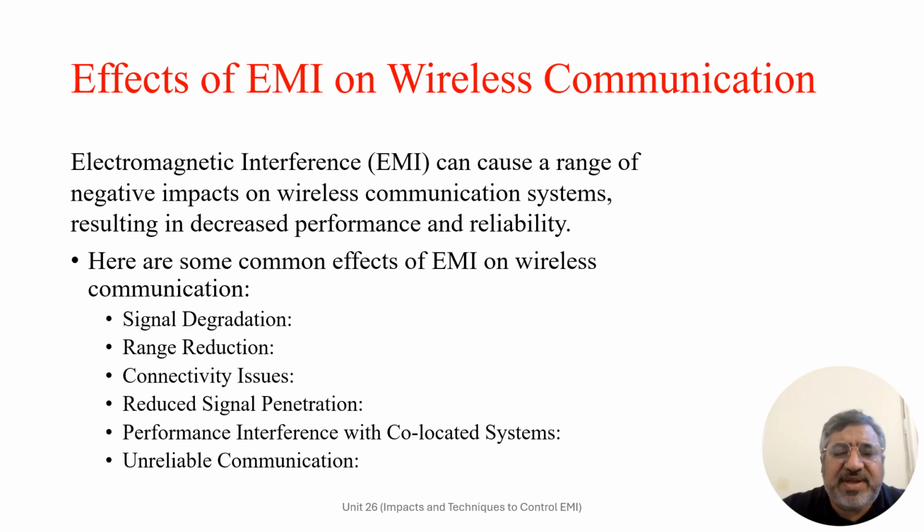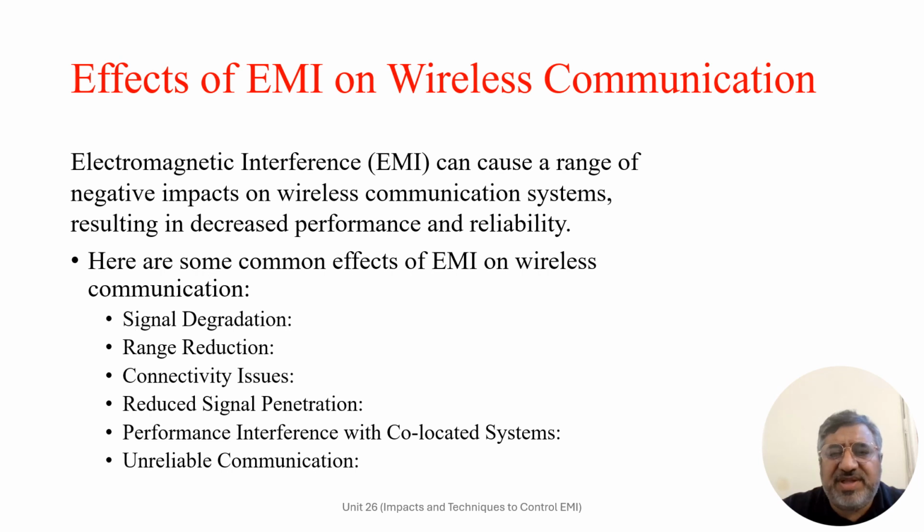electromagnetic interference. And similarly, reduced signal penetration: EMI can reduce the ability of the wireless signal to penetrate obstacles and propagate through the environment. Interference can attenuate the signal strength, making it more susceptible to blockage by physical barriers such as walls, buildings, or vegetation. This reduction in signal penetration can result in coverage gaps and limit indoor or obstructed area connectivity.